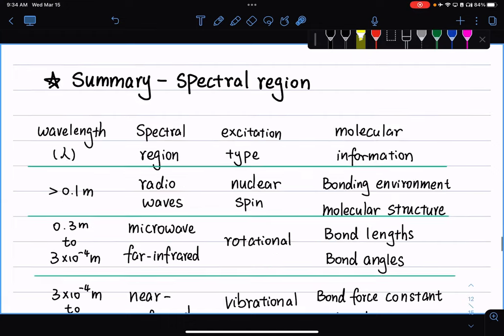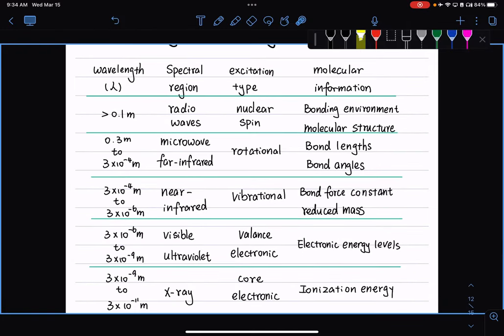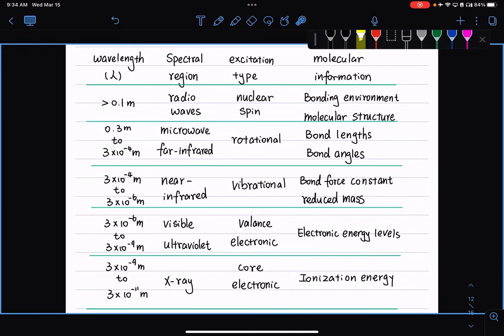All right, and here is a quick summary table on all the spectral regions we discussed. Again, when we have radio wave, that's a nuclear spin. We'll talk about that in our next lecture when we talk about NMR, nuclear magnetic resonance spectroscopy. And then rotational excitation, we use microwave or far infrared laser. Vibrational, we use near infrared. And then electronic, for valence electrons, we use visible light or ultraviolet. The core electronic energy, we would need X-ray.